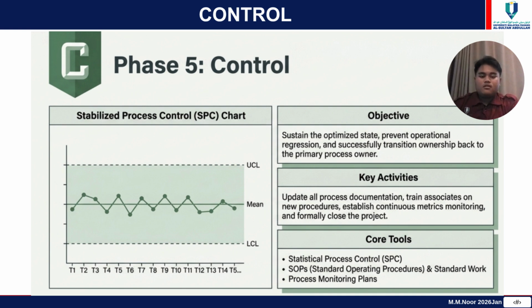Key activities include updating all official process documentation, training field associates on the new steps, establishing continuous monitoring metrics, and formally closing out the project. Our primary tools here include SPC charts, newly minted standard operating procedures (SOPs), and long-term process monitoring plans. This is to ensure the gains we fought hard to achieve are locked in permanently.